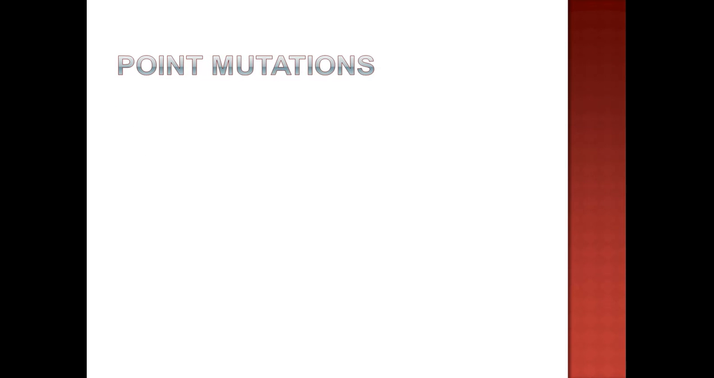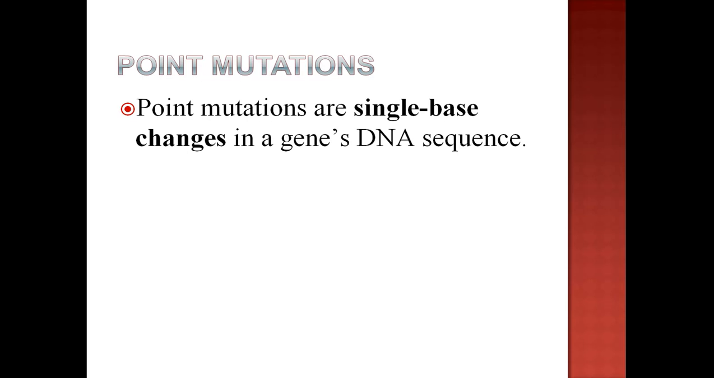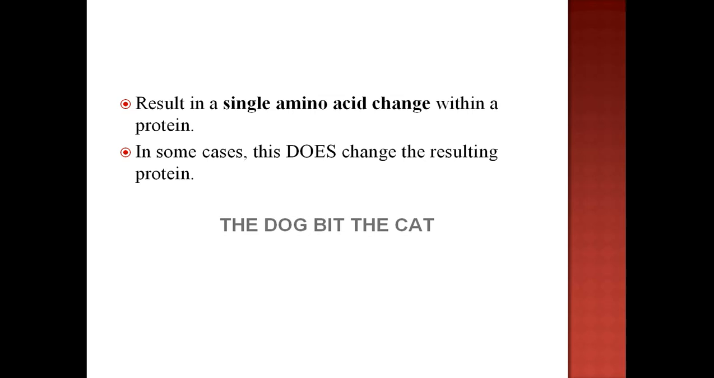The first kind we're going to look at are point mutations. Point mutations occur when there's a single base change in the DNA. In some cases, it will result in a change in the protein. If you look at this fictitious example, if our original DNA said the dog bit the cat, and we change it to the dog bit the car, with a one base change, it can mean something very different. That's just an example.